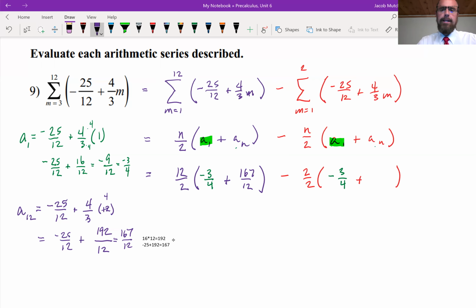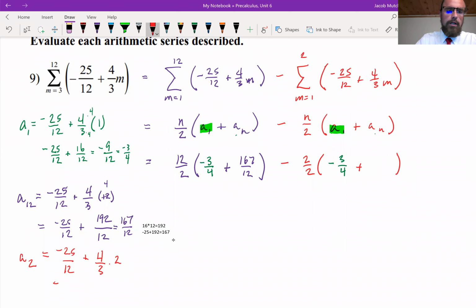The last thing for me to calculate before we find the full sum here is my nth term for this red series. So that's just the second term. So all we got to do is calculate a sub 2. So that's negative 25 over 12. This is familiar at this point. We're using the same strategy a third time, times 2. So that's going to be negative 25 over 12.